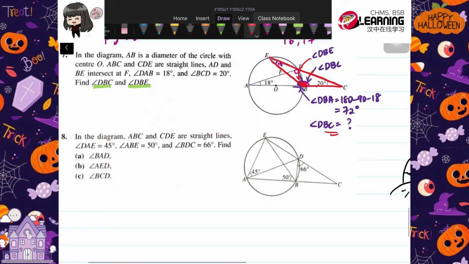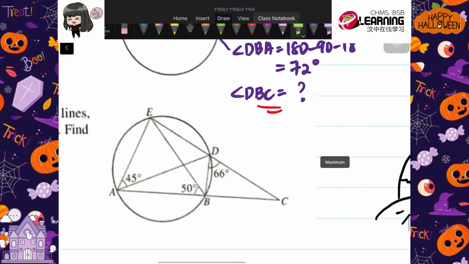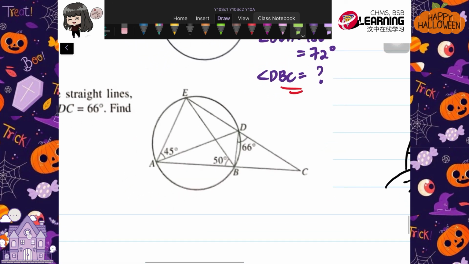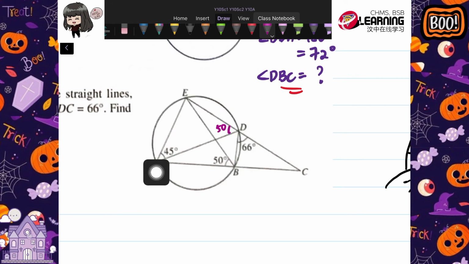Okay, number 8. There are 3 things that we need to find: BAD, AED, and BCD. For this one we use only the angles in the same segment are equal, the butterfly. So when we see the butterfly, we know that this is also 50. This is angles in the same segment are equal, segment here AE. And then we have another one which is 45. So this is 45. This one here is also 45. Can you see that?